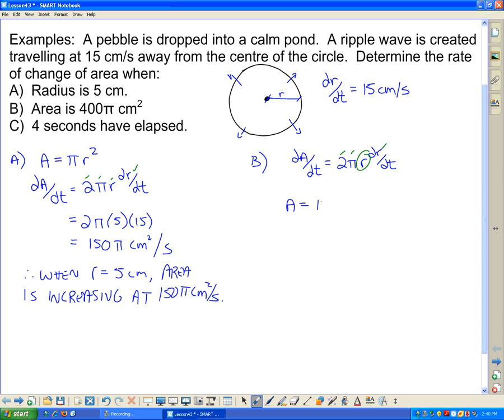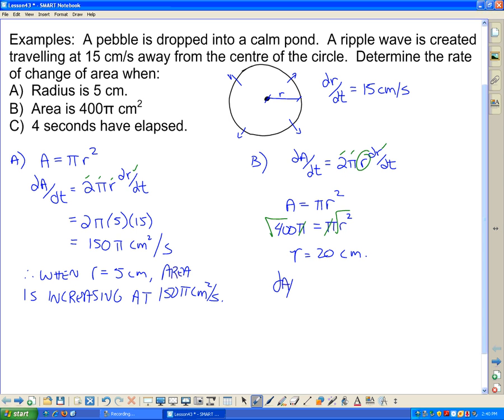So we are given the area of the circle, and we know it's 400 pi, and we know it's equal to pi r squared. So we know the pi's will cancel, and to get r by itself, we're looking at the square root of 400. So we take the square root, and we get r equals 20 centimeters. So that was the piece of information that was missing.